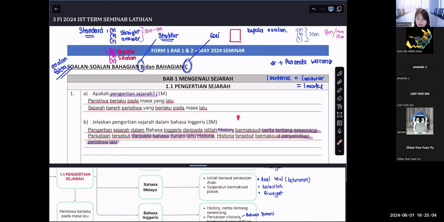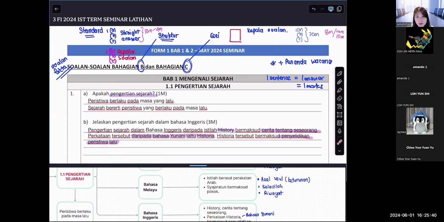If you divide the history out, actually history is fakta, 1 mark. Cerita tentang seseorang is huraian, 2 marks. Some teachers will give you 1 mark, 2 marks, because it's considered 2 fakta answers, 2 marks answer here. But some teachers, no. Because I already say, when your sentence is long, you have to put 1 sentence, 1 answer, 1 mark. If you put it together, I don't give you 2 marks. I give you 1 mark. Like that.